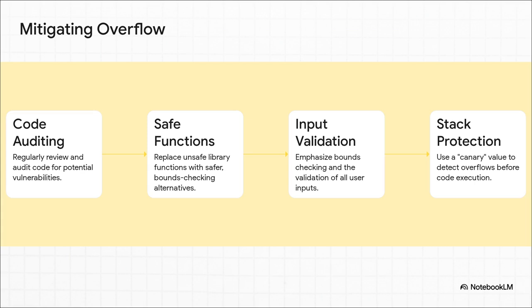So how do you fight something like that? Well, luckily, developers have some pretty clever tricks. Besides carefully checking their code and validating inputs, they use this technique called a stack canary. It's basically a small, random value that they place in memory, and it acts like a digital tripwire. If an overflow tries to overwrite it, the system knows immediately that something's wrong and can shut the whole attack down before any real damage is done.